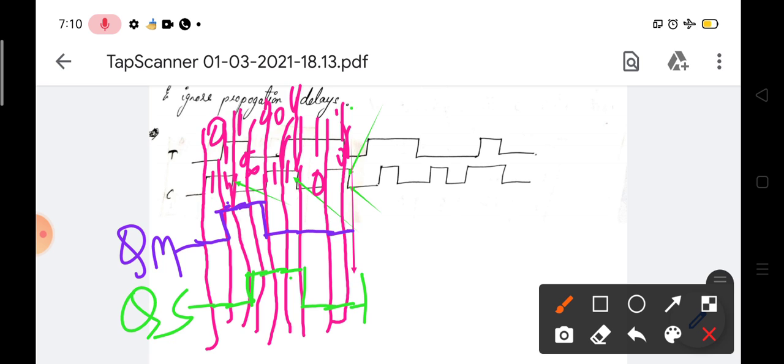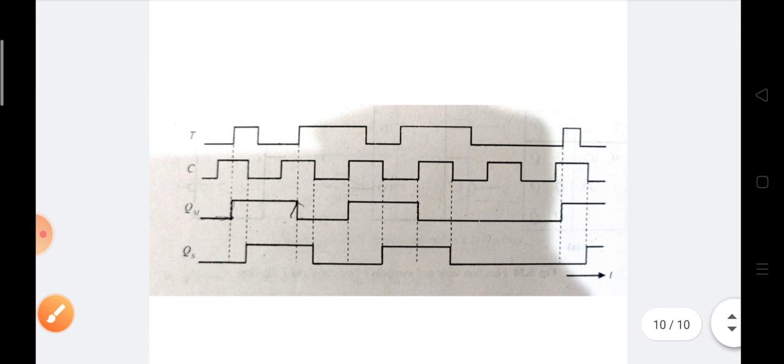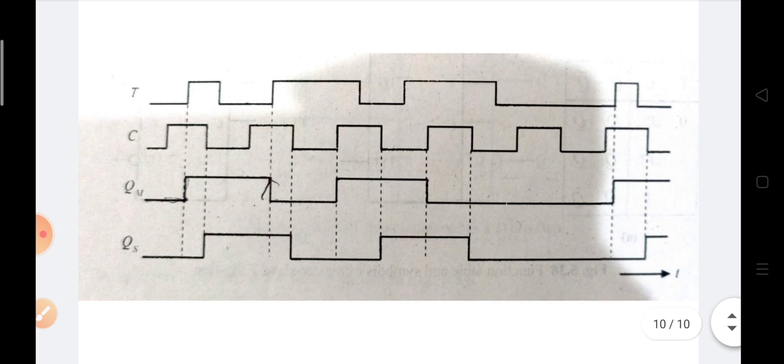So this is the way you need to analyze it. For your convenience, I have given here the complete waveform. Please go through this and do a step-by-step analysis. As I said, to do the analysis, you should have the function table with you. That would make your work easier. Thank you.